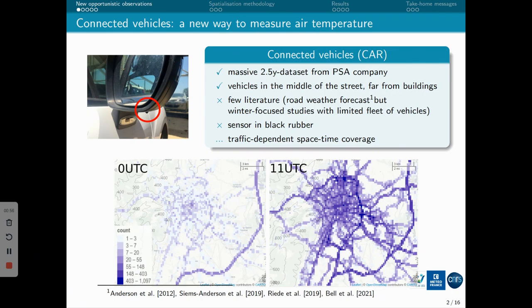And this data is pretty interesting to use to map the air temperature because first it measures the air temperature, and the data is in the middle of the street. But an issue is that you can see in the white circle, this is the sensor. It's black, it's very small. So we can expect a lot of error on the sensor, and also there is some variability in the number of vehicles that are available. At night, very few vehicles, but during the day, we have a lot of cars.